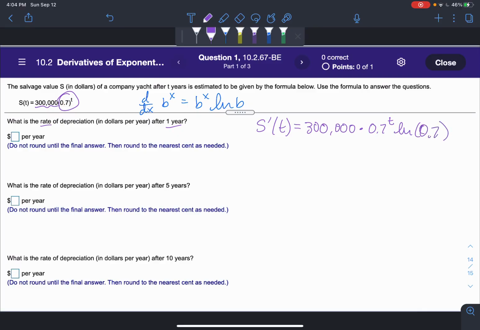So I would keep it like that. Don't try to evaluate this and then multiply it by this constant, because you might get rounding error. I would wait until you plug in these t values to round. But anyway, pretty much all three of these questions are the same. We just want to know at different times. So basically, we just need to find S prime of 1, S prime of 5, and then S prime of 10. And so we're just going to plug in those t values into our derivative.